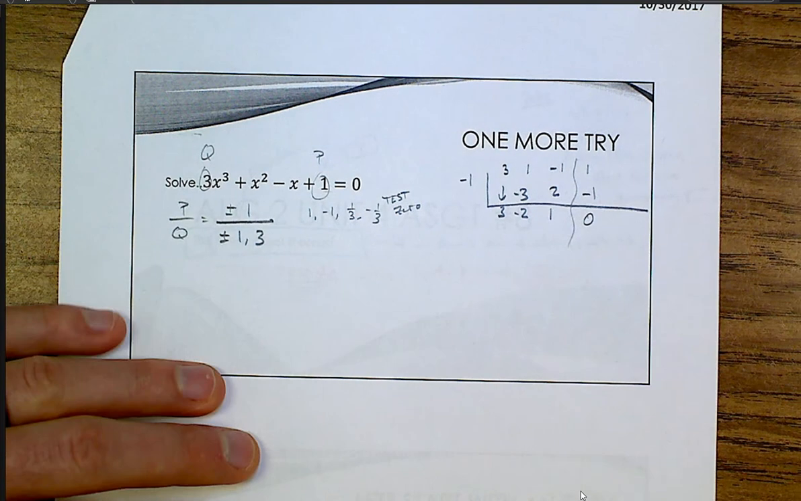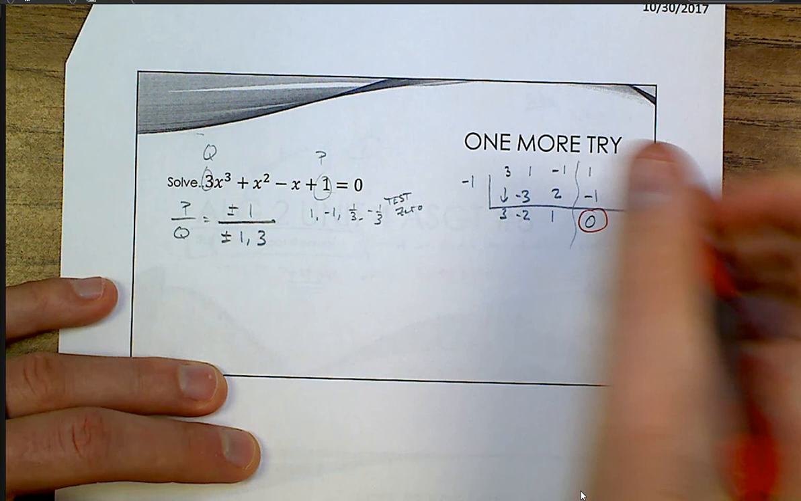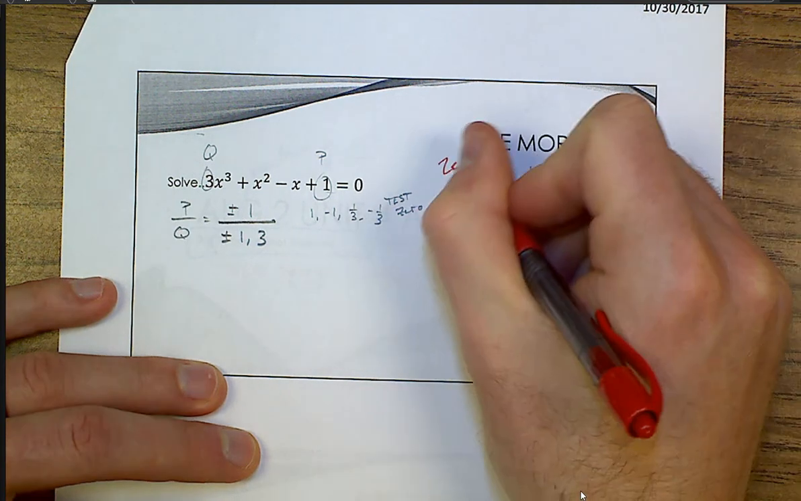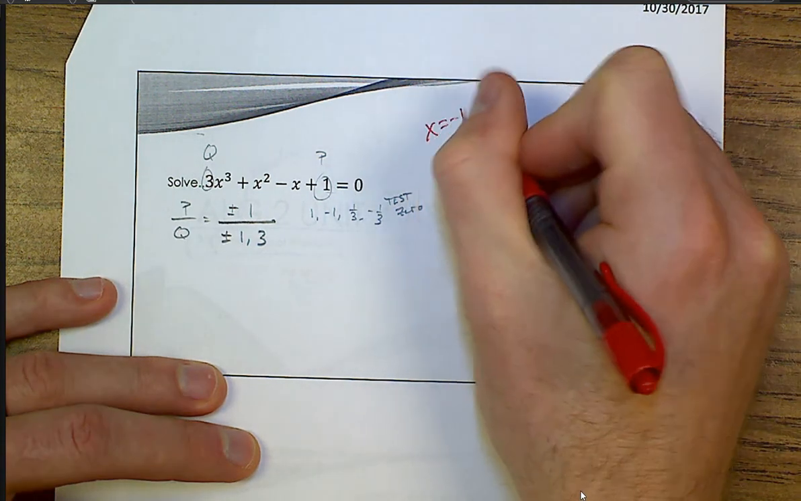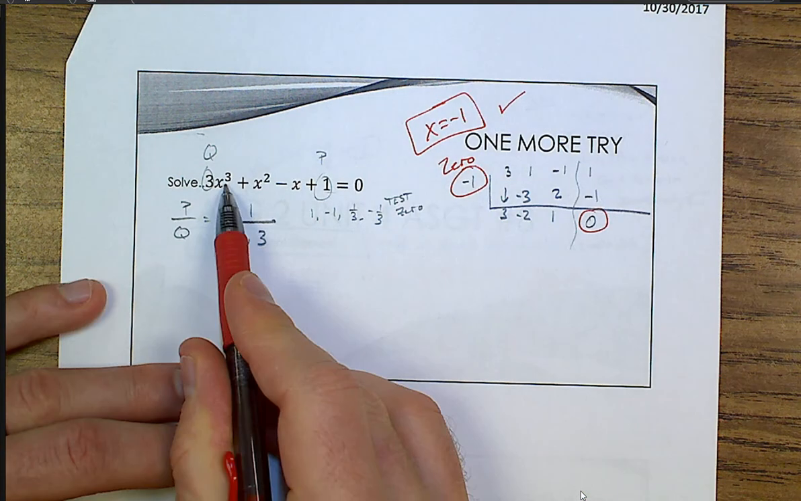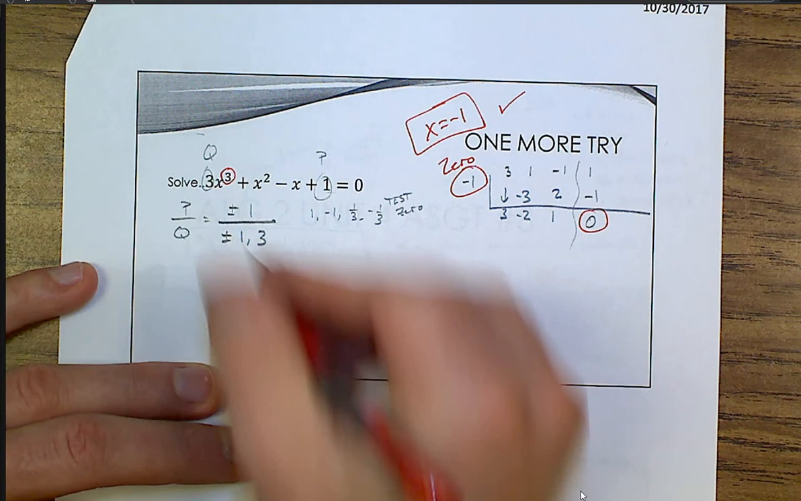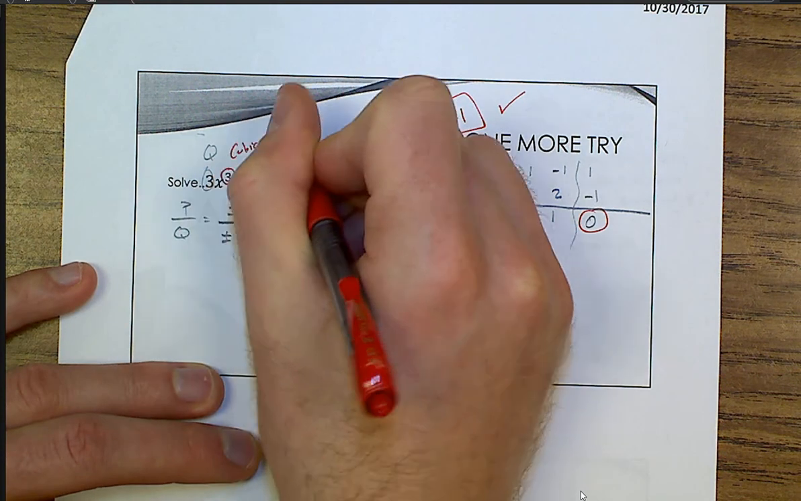So what do I know? Well, I got a remainder of 0. That's a good thing. That means this zero, x equals negative 1, is a winner. That is a solution. I should have 3 solutions, right? Because my highest degree is a cubic. This is a cubic function, so I know I'm going to have 3 solutions. So I got one of them.